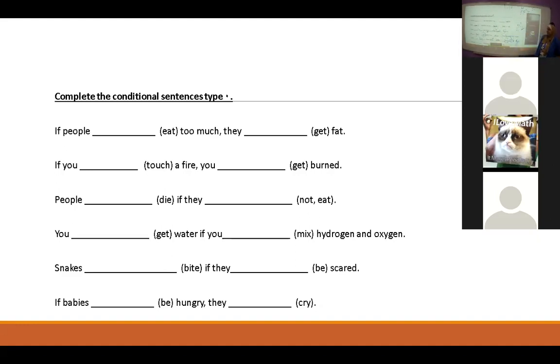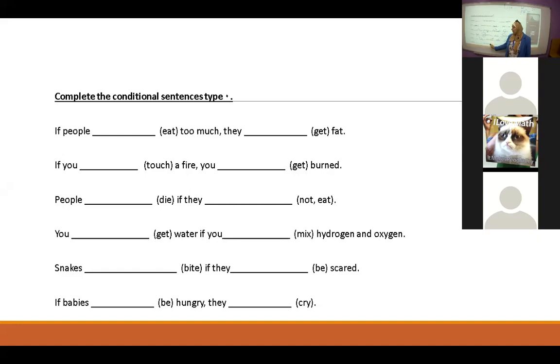Teacher, it's an adjective. Snakes bite if we scare them. Adjective. Scare them. Listen, switch the sentence. If we scare them, switch it.